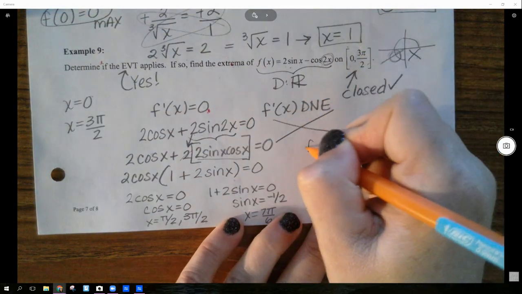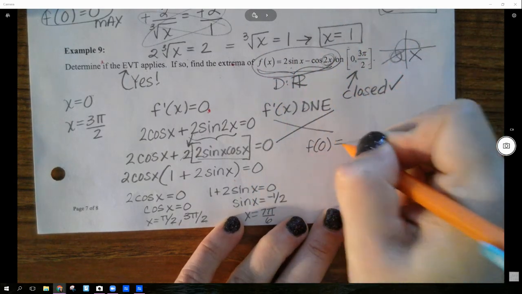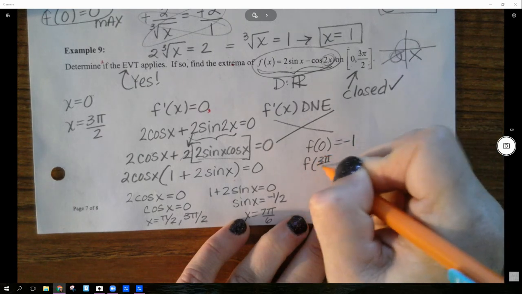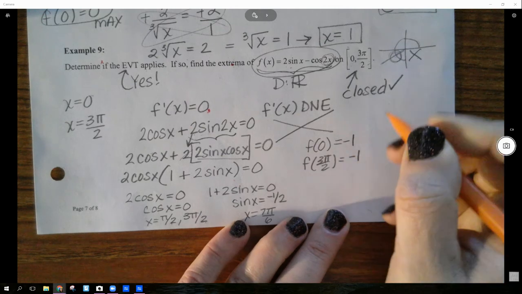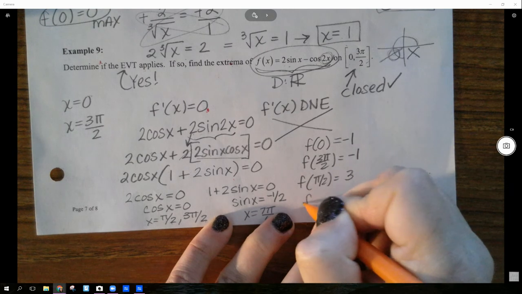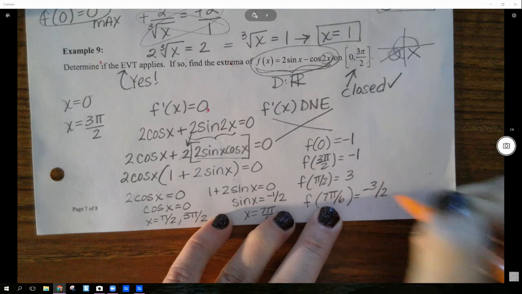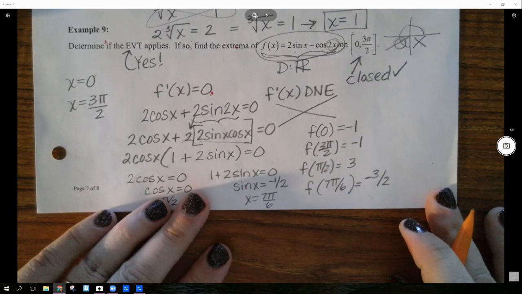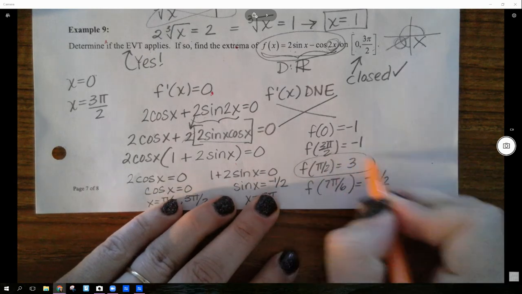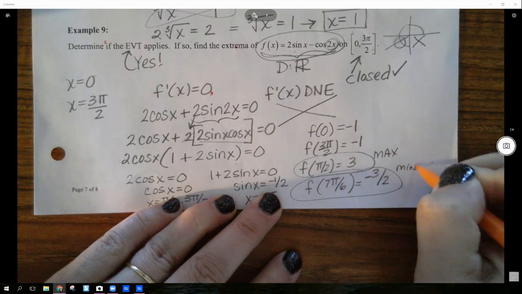So we're going to plug them into the original. Remember to always plug into the original. So f of 0, when you plug it in, is negative 1. F of 3 pi halves ends up being negative 1 again. F of pi halves is 3. And f of 7 pi over 6 is negative 3 over 2. So the biggest answer is your maximum, and the smallest answer is your minimum.